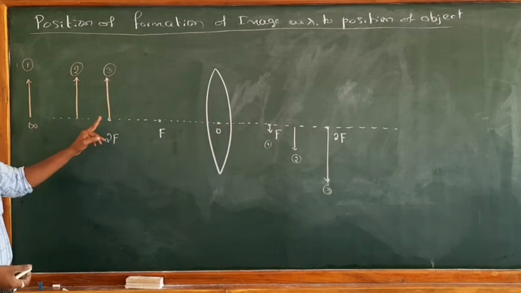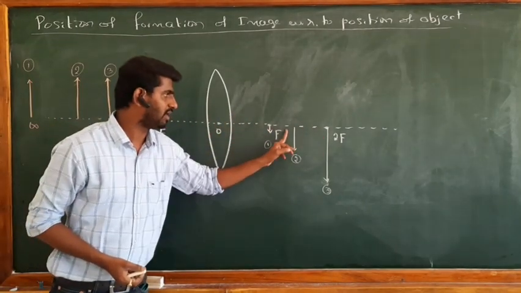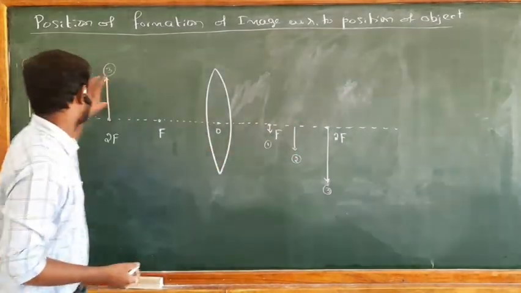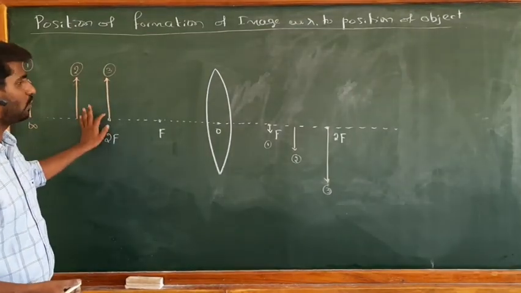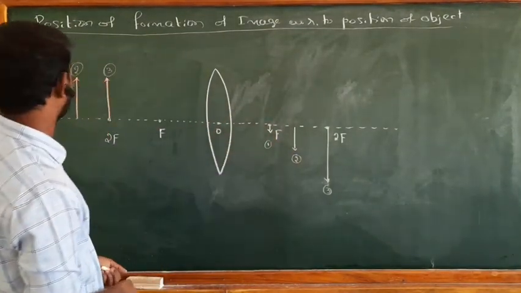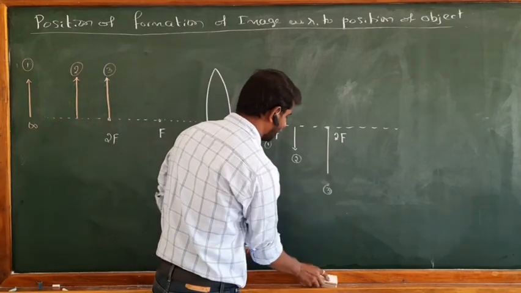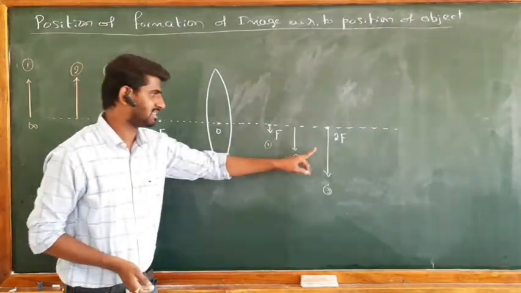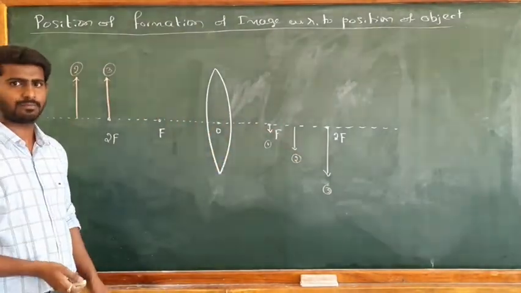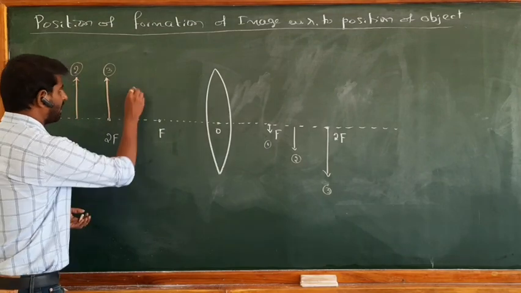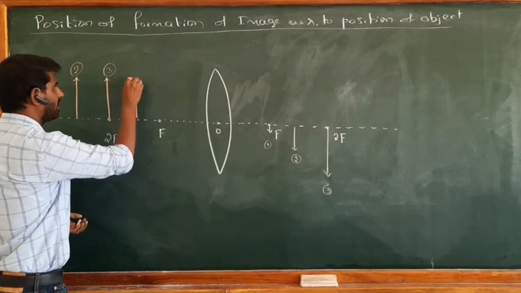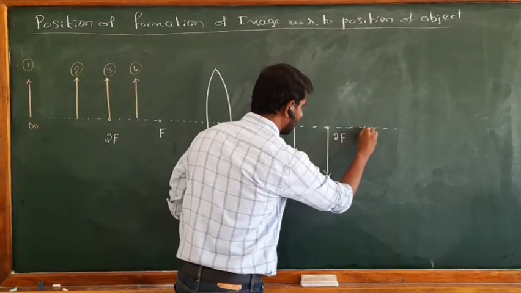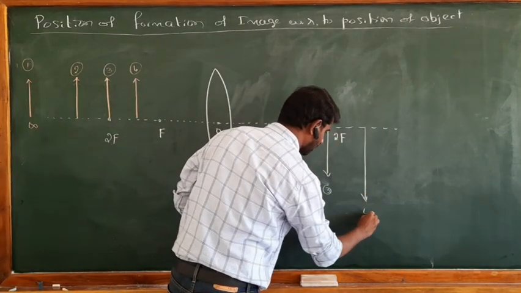When the object is beyond 2f, we get the image between f and 2f, an inverted real image. What is the size? It is smaller compared to the object. Now when we kept it at 2f, the image forms exactly at 2f, and the size is the same as that of the object. When we kept the object between f and 2f, the image forms beyond the 2f.